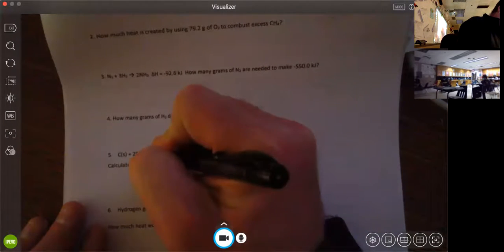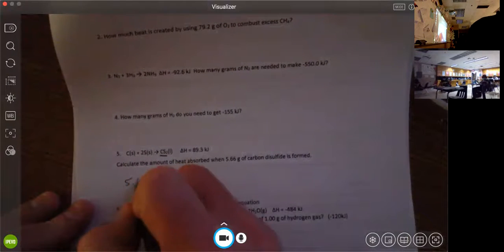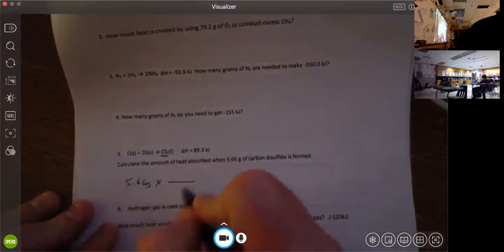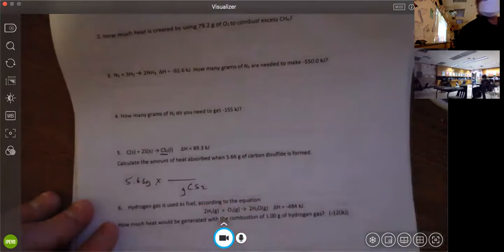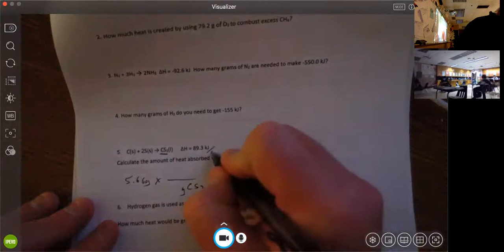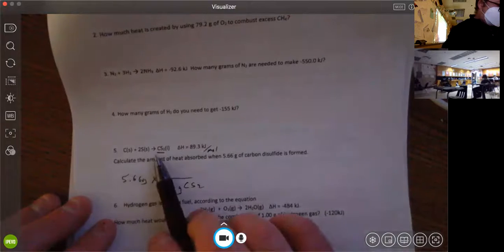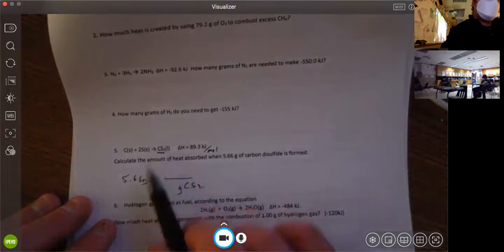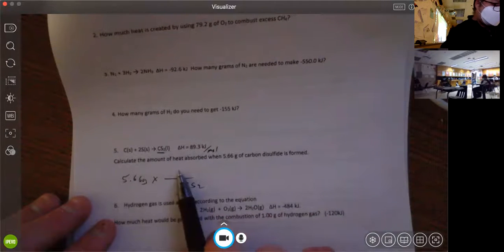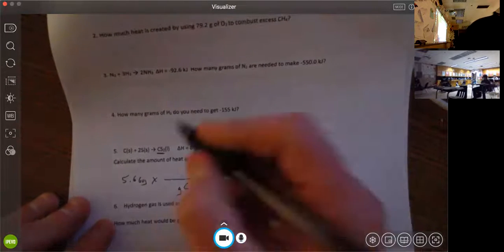So carbon disulfide, di means 2. CS2 is what we're dealing with. We have 5.66 grams of that forming. We need to find out how many moles that is, because this, even though it doesn't say it, it should, is kilojoules per mole. If this were a 2 here, then once we figure out the number of moles, we would have every 2 moles makes that much. So just keep that in mind.